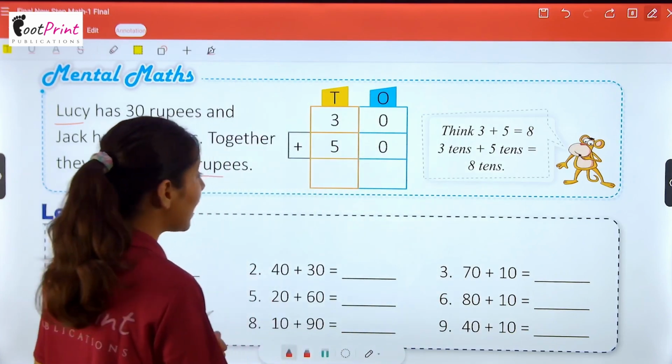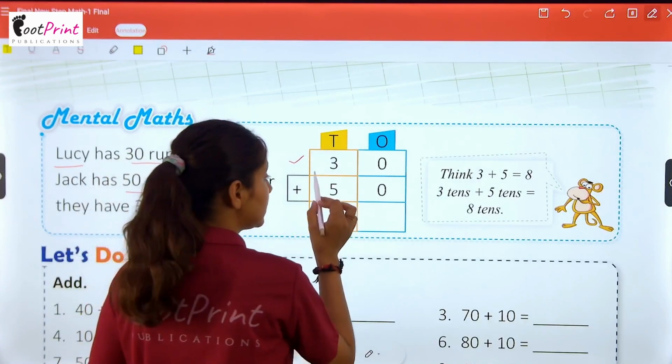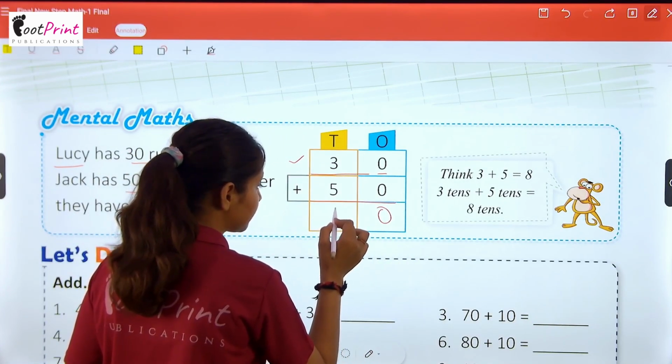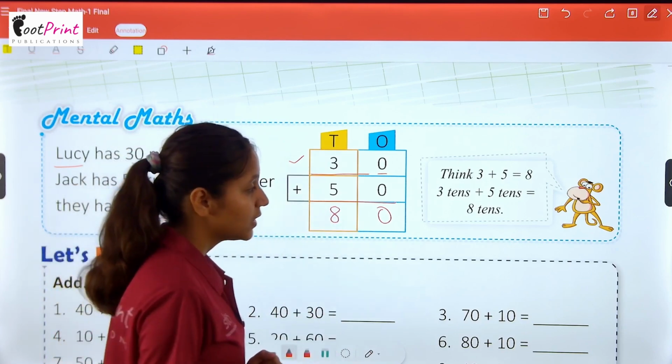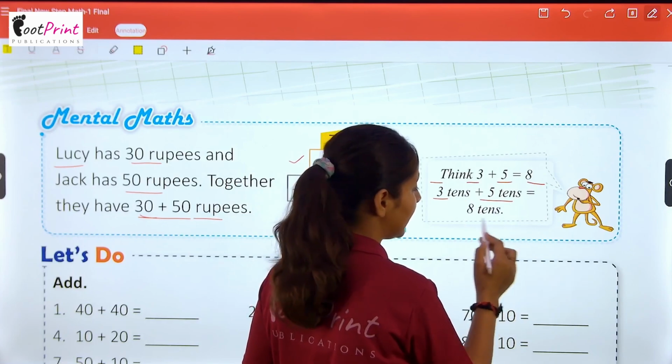Now we will do addition of them. So in a digitalized form, what we will do? 30 plus 50 and we will add the ones, then add the tens. Okay, so think: 3 plus 5 is 8, 3 tens and 5 tens are 8 tens.